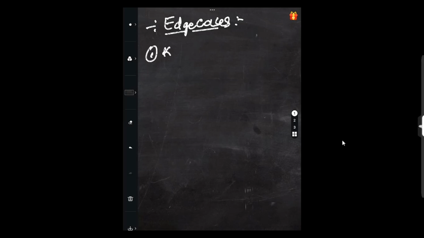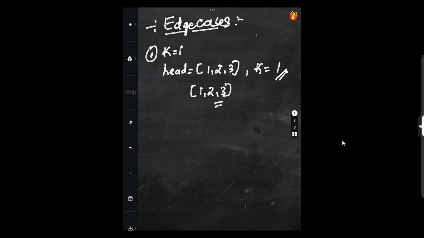First edge case is when k equals 1. Let's consider the input head 1, 2, 3, and k equals 1. So the output will be 1, 2, 3 itself. No changes, because we are reversing one element, and reversing one element results in the same list. That is the condition when k is 1.